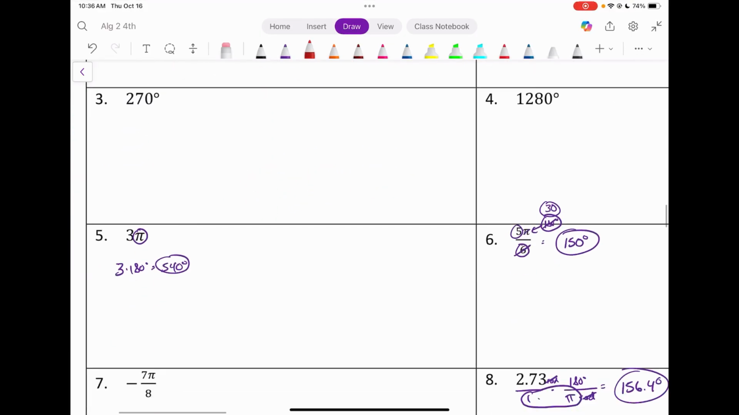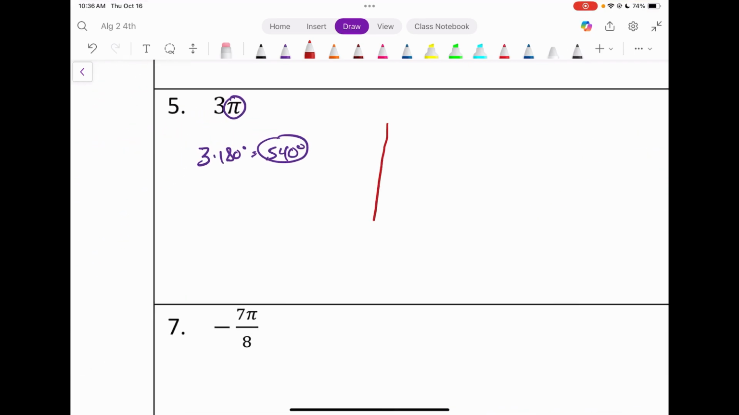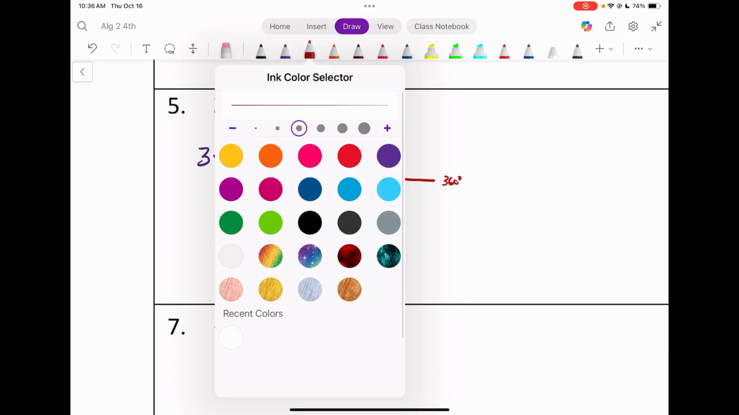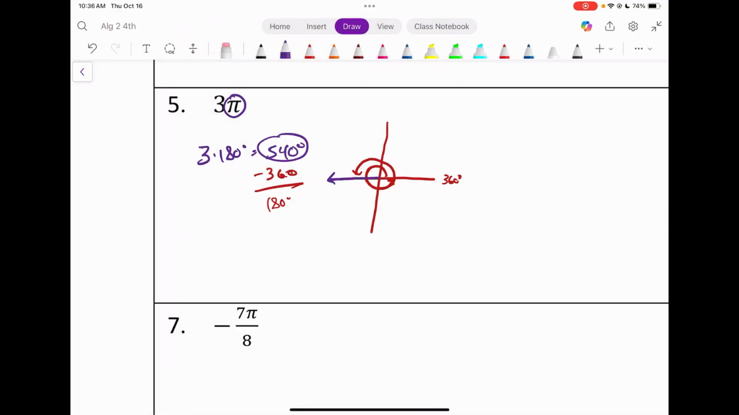The next one we did was 3 pi. We'll try to go ahead and graph it. 3 pi is the same thing as 540 degrees. Now, reminder that 360 is all the way around. So my suggestion is to take that 360 off and you get 180. That pretty much means we have to go all the way around 360 and then go another 180. So 540 degrees would be a full rotation, but would end up right here at 180 degrees.